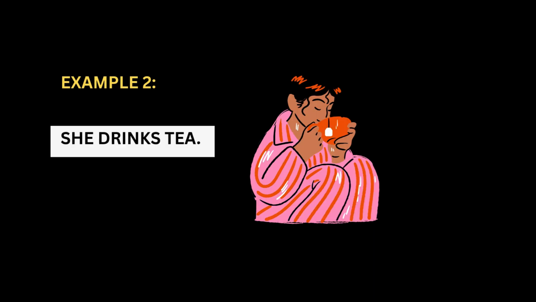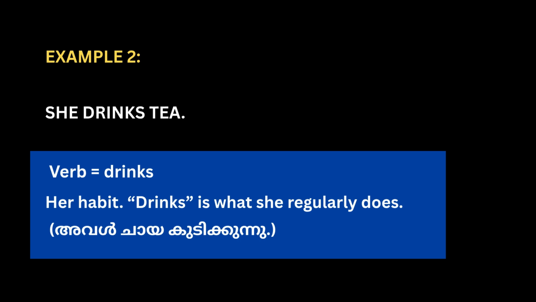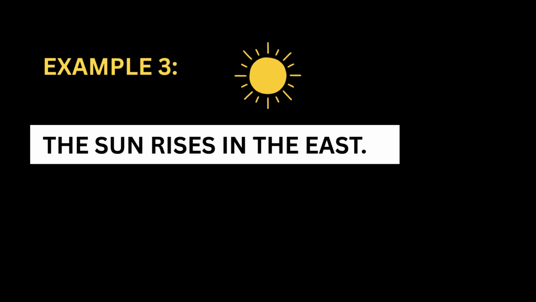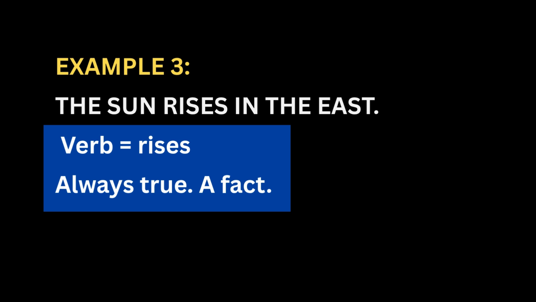Another example: she drinks tea. Verb is drinks. This is her habit. Drinks is what she regularly does. Another example: the sun rises in the east. Here verb is rises. It's a fact.